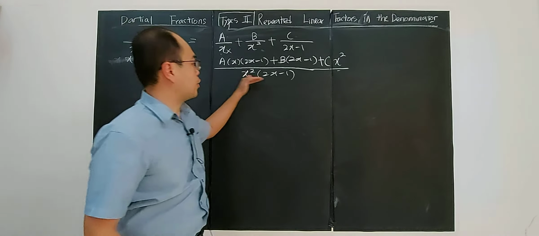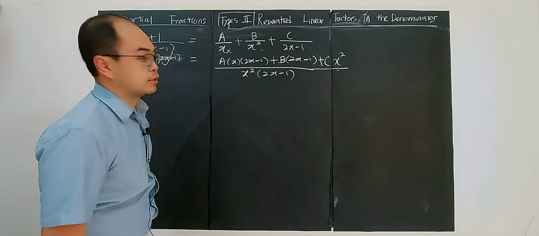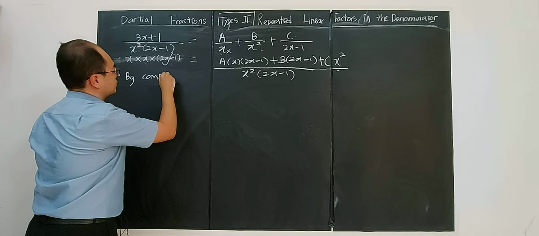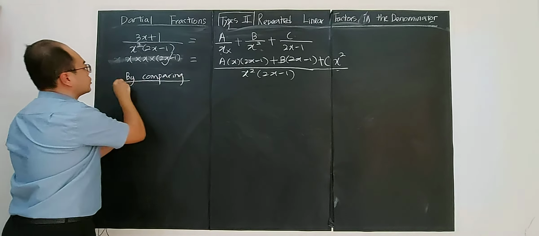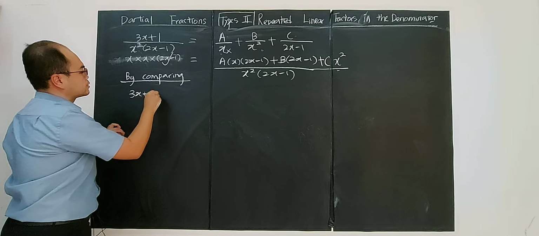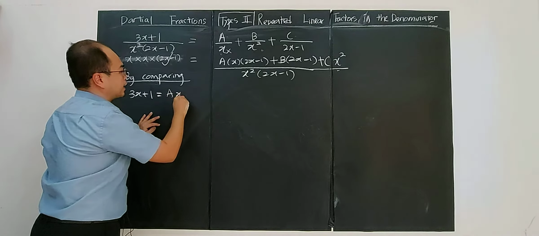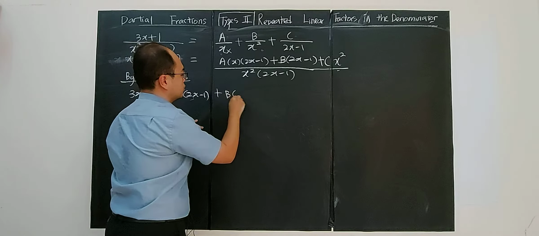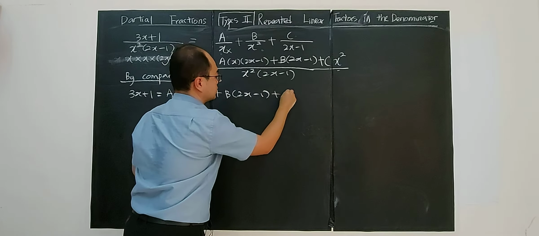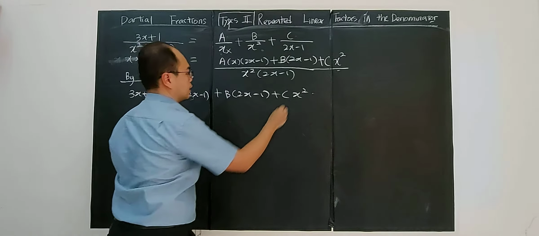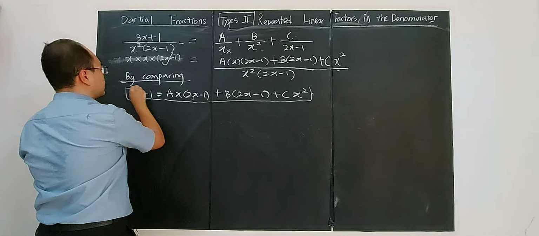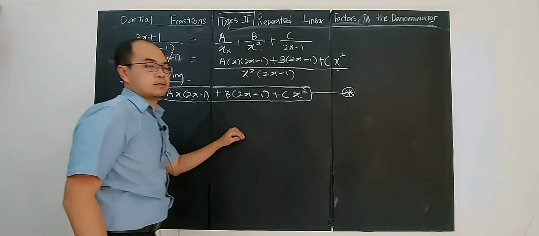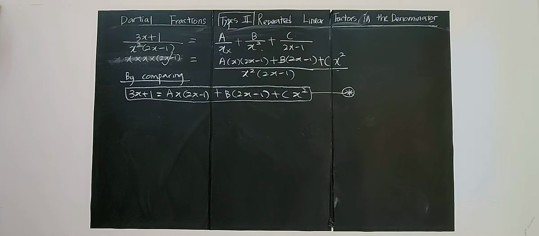After that you have equated the denominator. Now you're comparing the numerator, right? By comparing, you know that 3x plus 1 is a x, 2x minus 1, plus b, 2x minus 1, plus c, x power 2. So this will be the main equation to find the value of a, b and c.